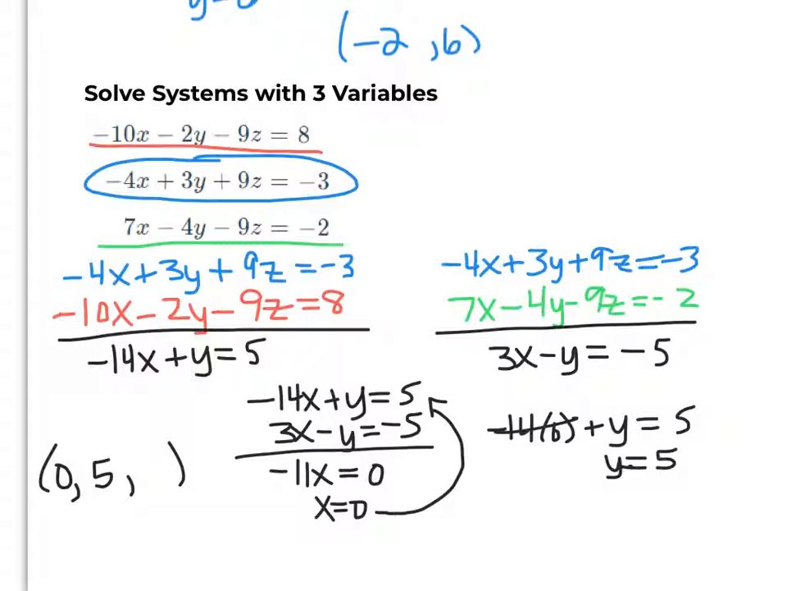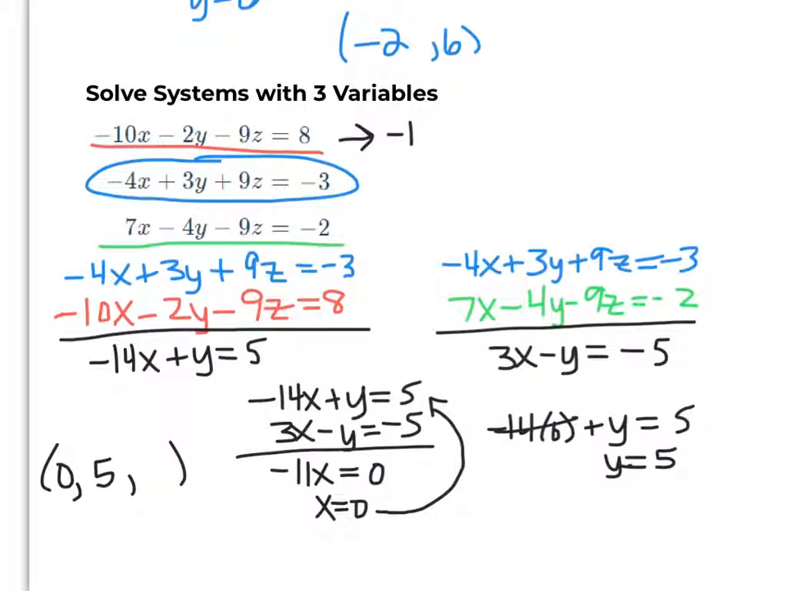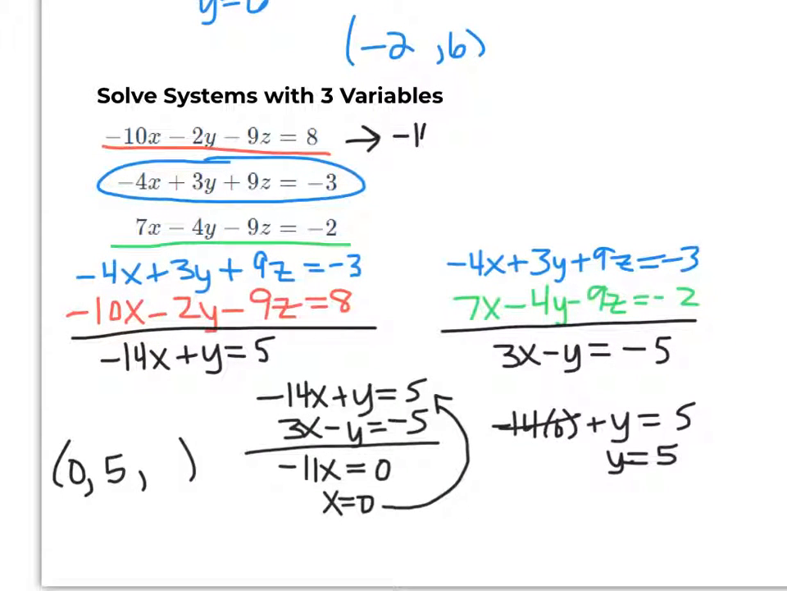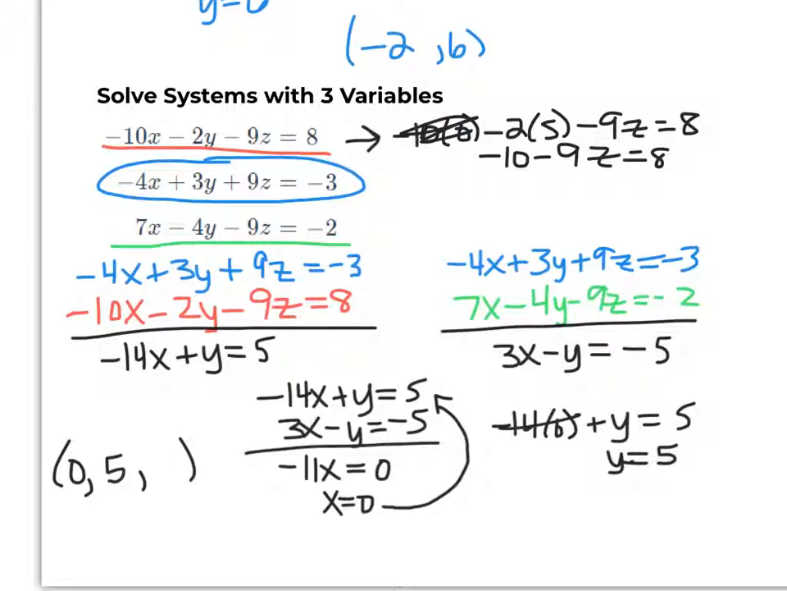And now I use both of those back in one of my originals. So I'll just use the first one. So negative 10 times 0 minus 2 times 5 minus 9z equals 8. So times 0 is going to go away. Negative 10 minus 9z equals 8. So we're going to add 10 to both sides, so negative 9z equals 18, and z equals negative 2.